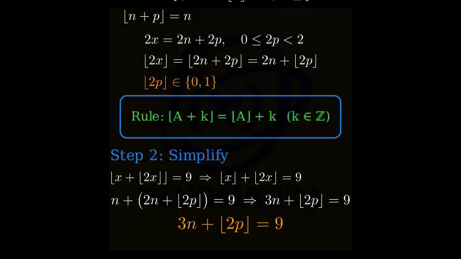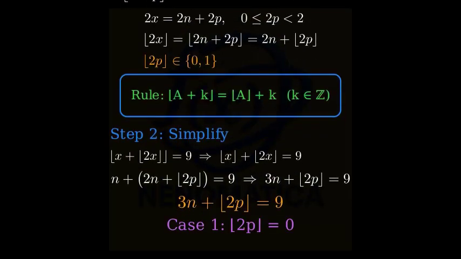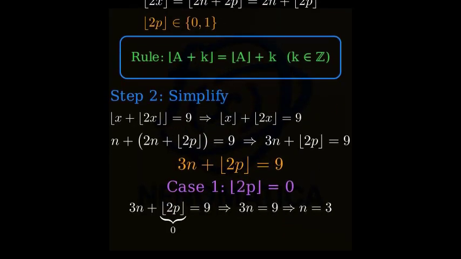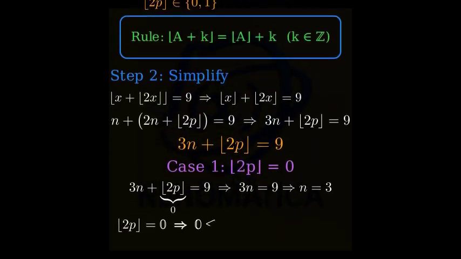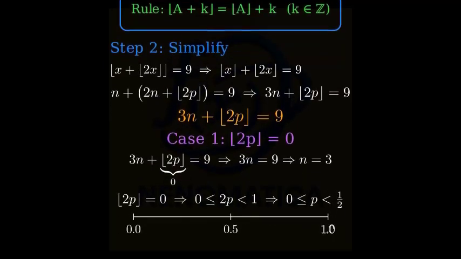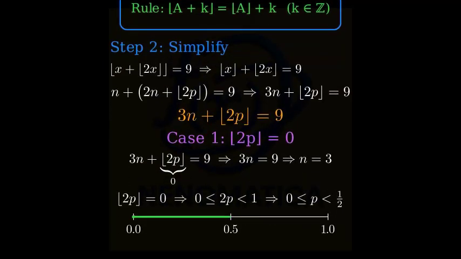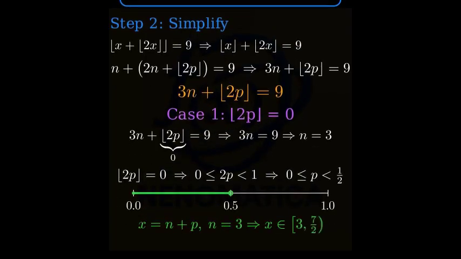Step 3. We perform a case analysis on floor of 2p. Case 1, floor of 2p equals 0. Then 3n equals 9, so n equals 3. The condition floor of 2p equals 0 means 0 less than or equal to 2p less than 1, hence 0 less than or equal to p less than 1/2, with n equals 3.